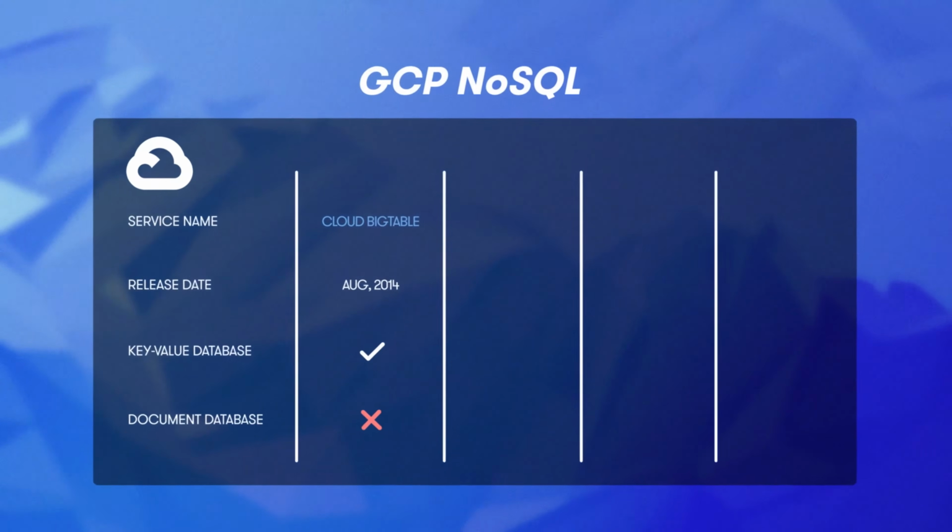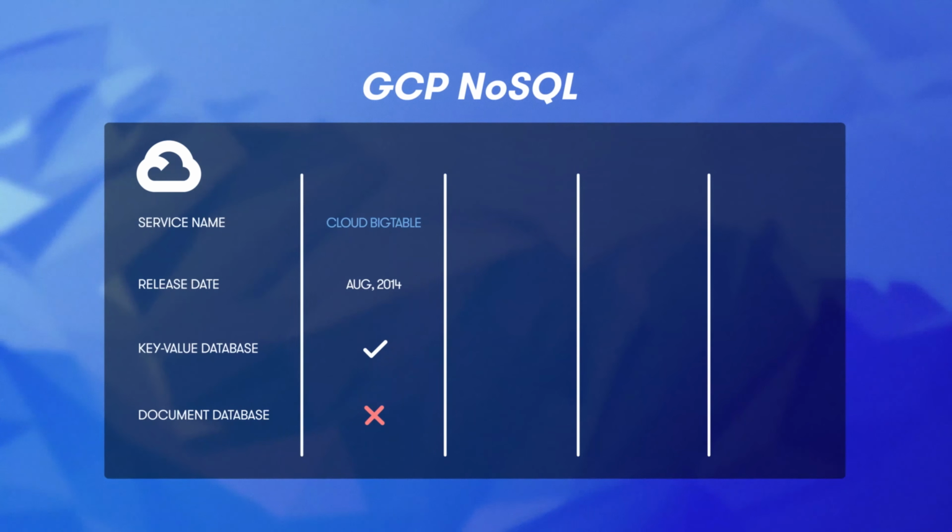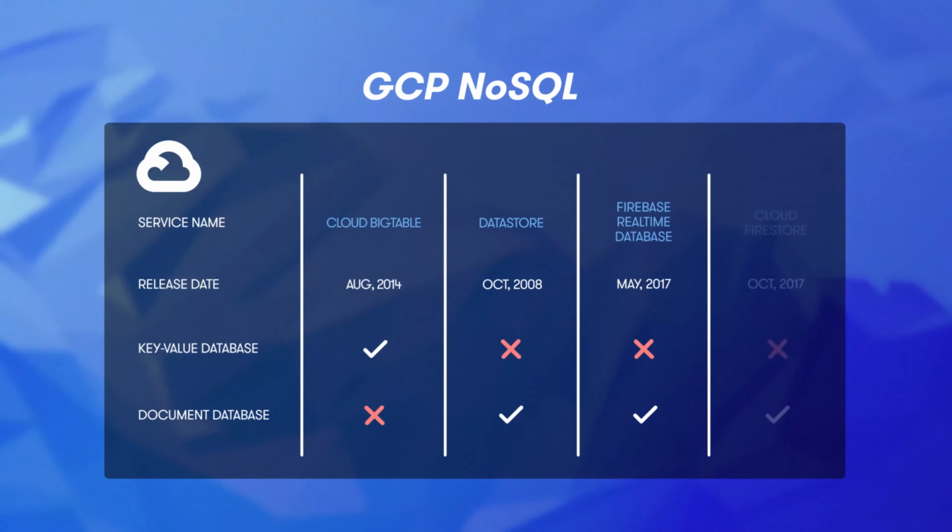GCP introduced their key value database, Cloud Bigtable, in August 2014, after having used it internally since 2005. They then introduced Datastore, their first document database, in October 2008, which, in combination with Firebase Real-Time Database, has been subsequently improved by Cloud Firestore, which was released in October 2017.